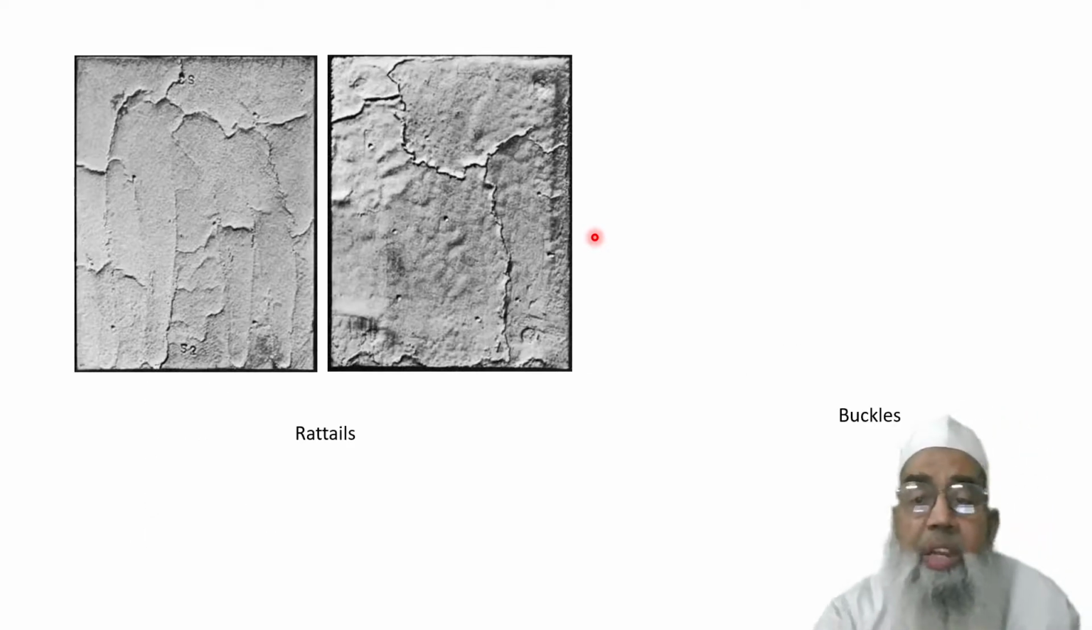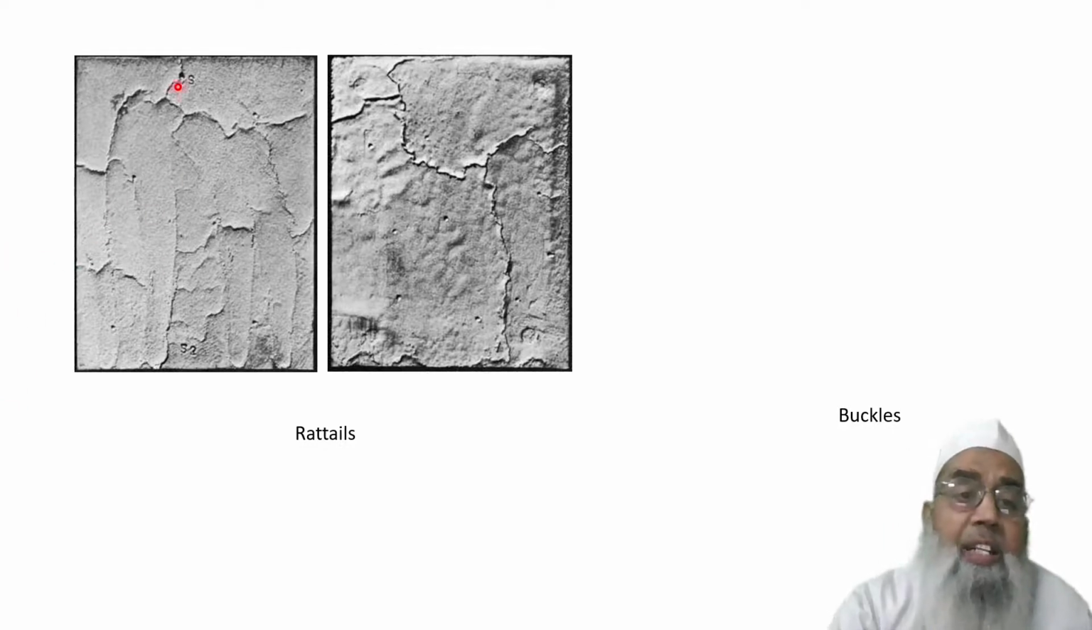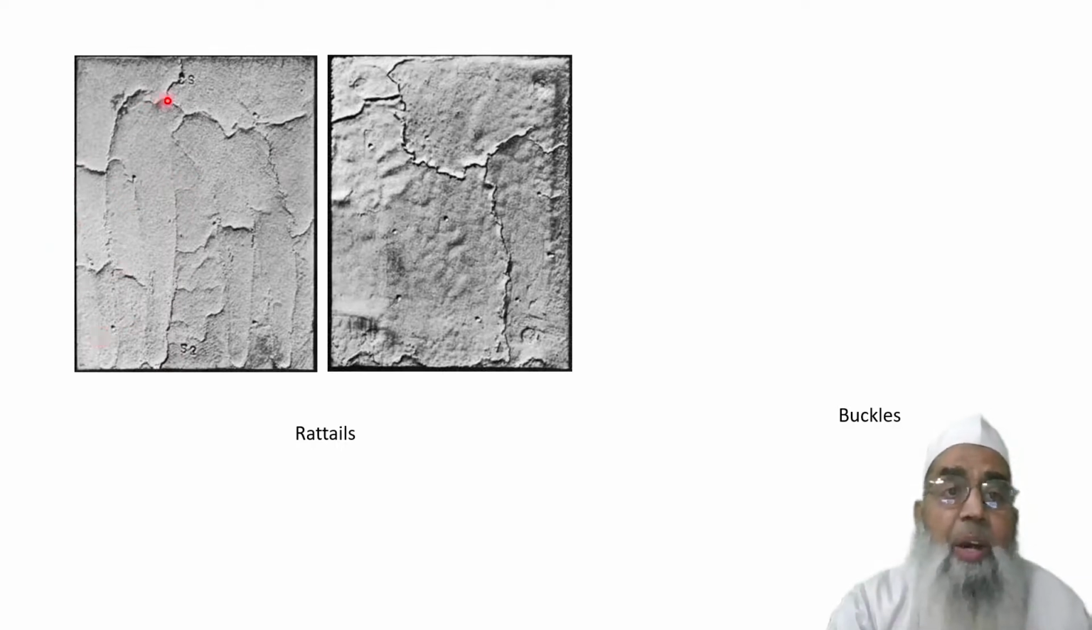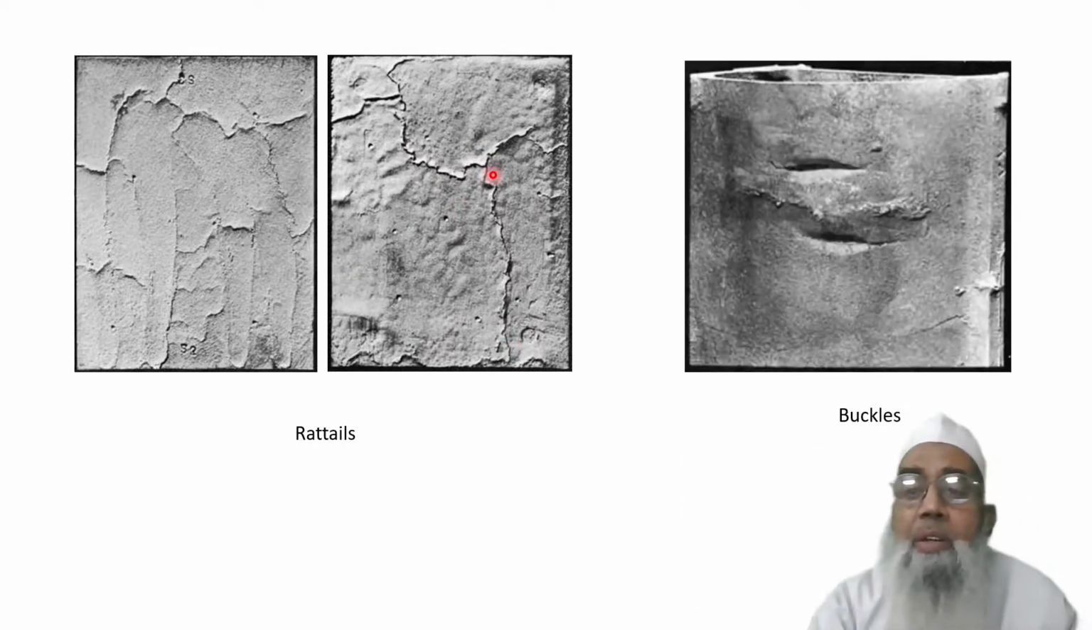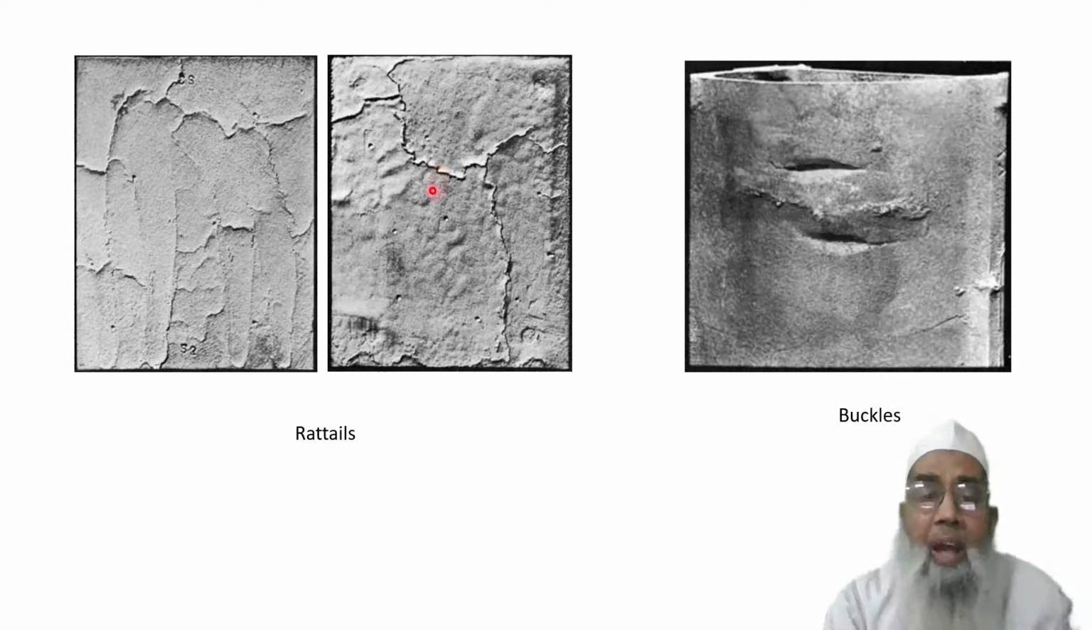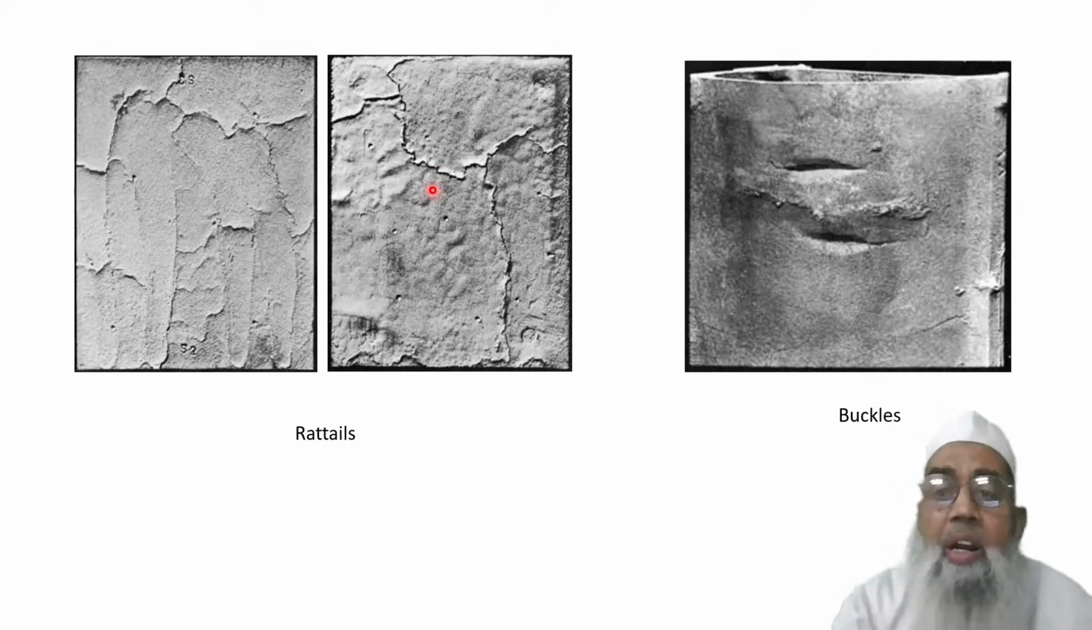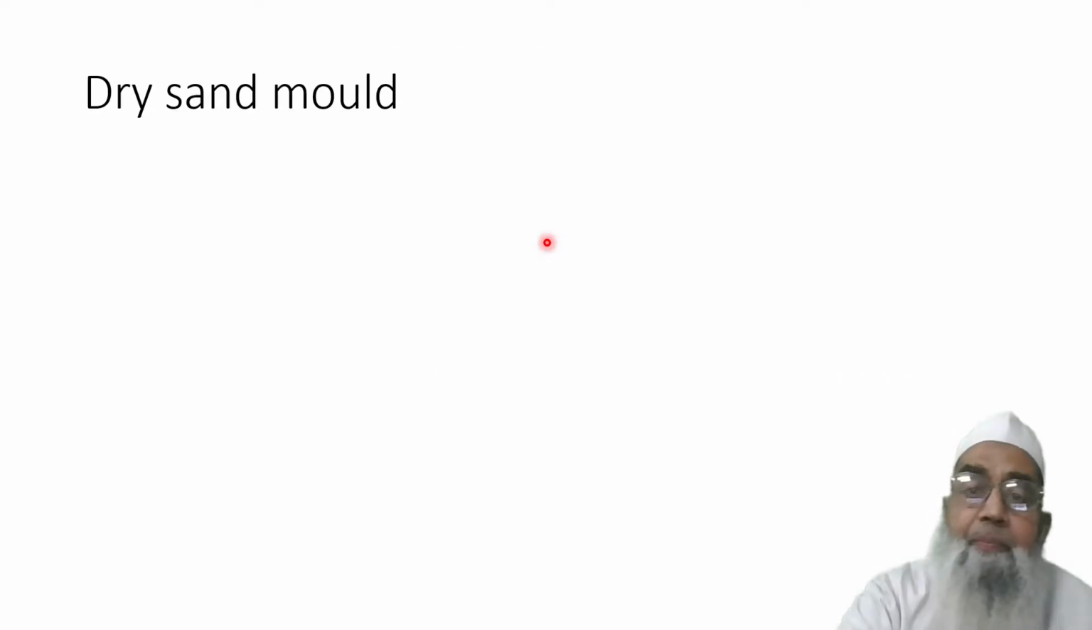Now, this is a figure of a rat tail. Here the steam and gases get entrapped, and they cause this type of curvature on the surface. Now, if it is enlarged, then this rat tail converts into this surface defect. However, if it is enlarged further, it converts into buckles.